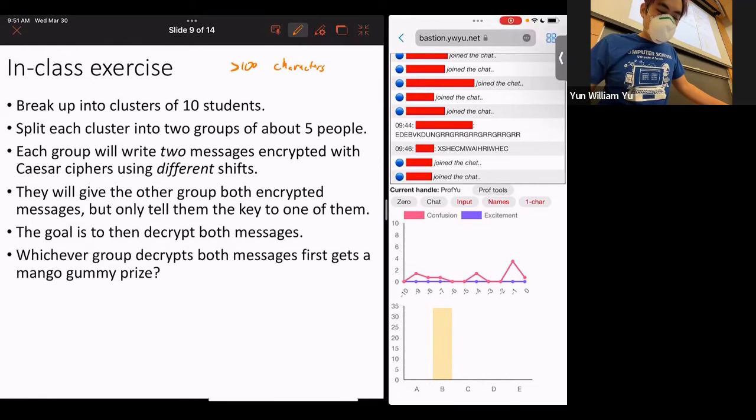Has anyone in chat figured out the decryptions for these things yet? Otherwise, I'll have to go back after class and figure out and decrypt all these myself.